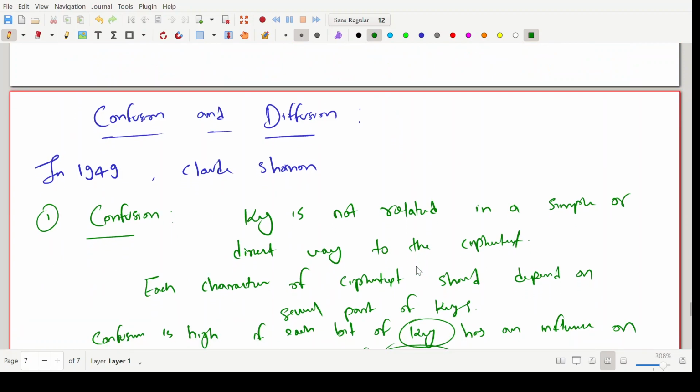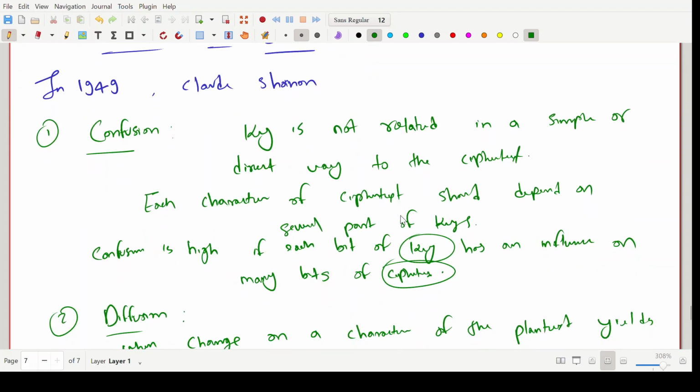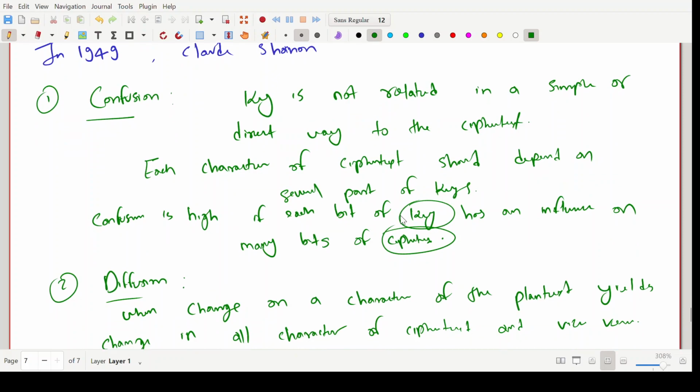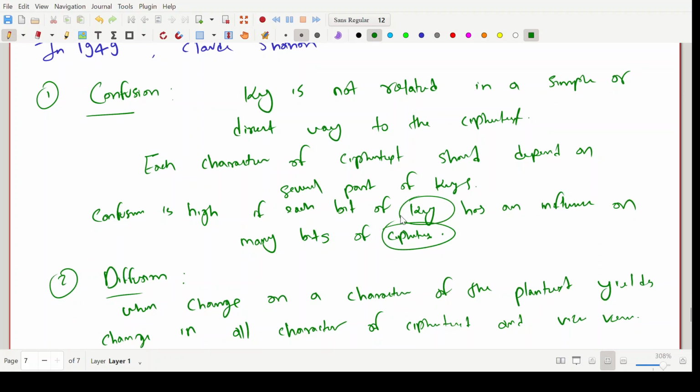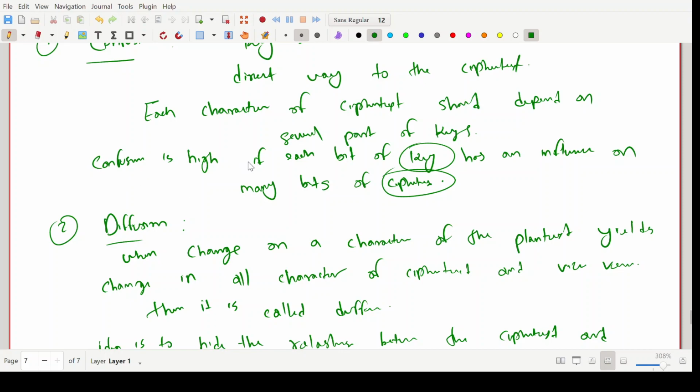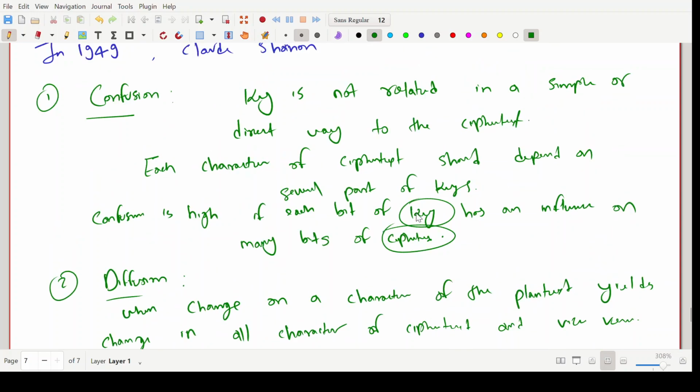And then Claude Shannon has given the confusion and diffusion properties that a good crypto system should satisfy. So what is confusion? The key is not related in a simple or direct way to the ciphertext. Each character of the ciphertext should depend on several parts of the key. So confusion is high if each bit of key has an influence on many bits of ciphertext. So in short, confusion gives the relationship between keys and ciphertext.